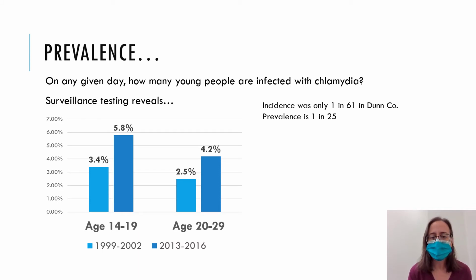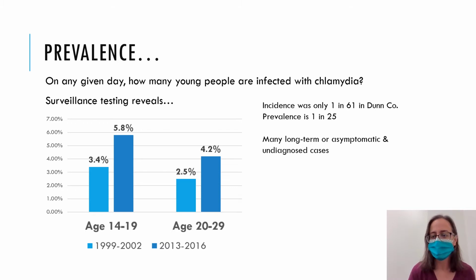Remember, the incidence was only 1 in 61, but the prevalence is about 1 in 25. And so you think, well, gosh, what's going on here? Well, in the case of chlamydia, usually what's going on is that there's a lot of cases that are undiagnosed, right? So you only find them if you go out and test everybody to get prevalence data. So a lot of times people have chlamydia infections for a long time that nobody really knows about unless you specifically test them.